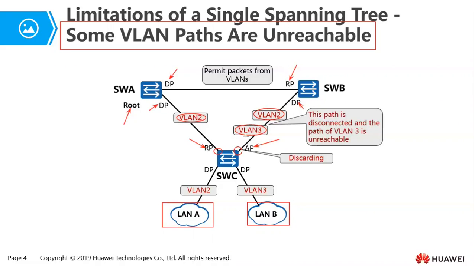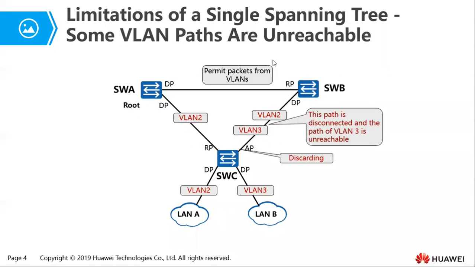So it will be in forwarding state. But this particular link here, this one, it's going to be blocked to prevent a loop from occurring. So why were we saying that some VLAN paths are unreachable?